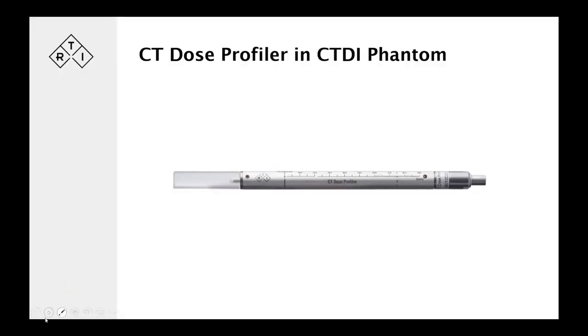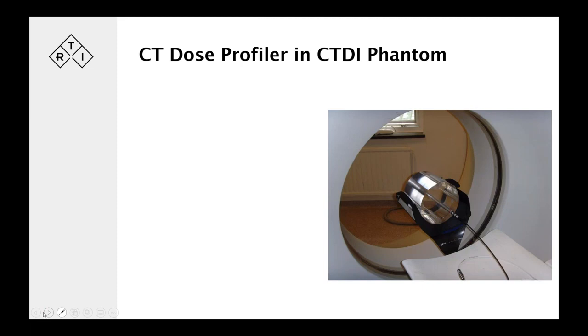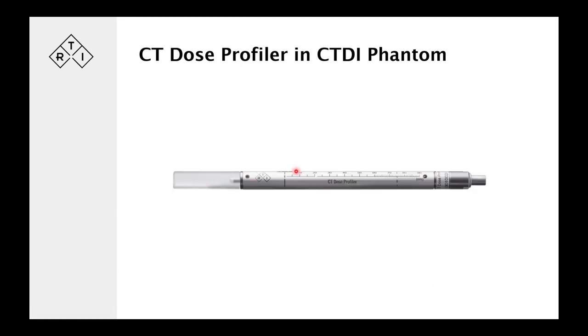Well, there is a tool called the CTDI profiler, where at this point here, we've got a point dose detector. It's a silicon chip, 0.25 millimeter big, right in this point. So it's actually a point dose detector. It does look like a pencil ion chamber. It has the same shape, the same form factor, in order to fit into the holes in the phantom. So that's why it looks like it.